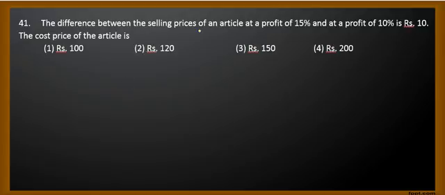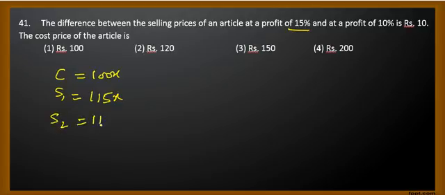The difference between the selling price of an article at a profit of 15% and at a profit of 10% is 10. Then the cost price of the article is? Let us assume the cost price to be 100x. Then the selling price, the first one with 15% profit, is nothing but 115x. S2 is equal to how much? Sold at 10% profit, so 110x.